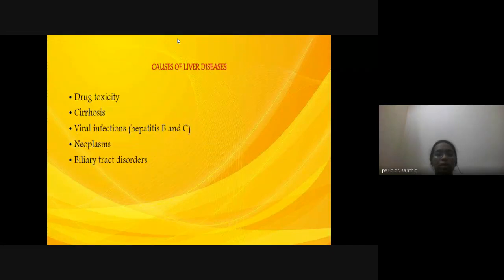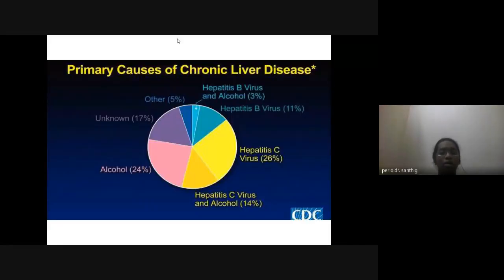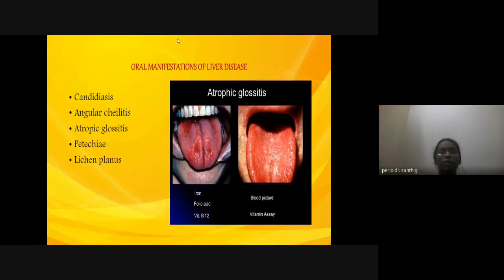So the causes of liver disease are drug toxicity, cirrhosis of the liver, viral infections like hepatitis B, C, neoplasms, and biliary tract disorders. The primary causes of chronic liver disease are hepatitis C virus, hepatitis B virus, and alcohol, and a combination with alcohol can also lead to chronic liver disease. Next, the oral manifestations of patients with liver disease: they will present with candidiasis, angular cheilitis, atrophic glossitis, petechiae, and lichen planus.